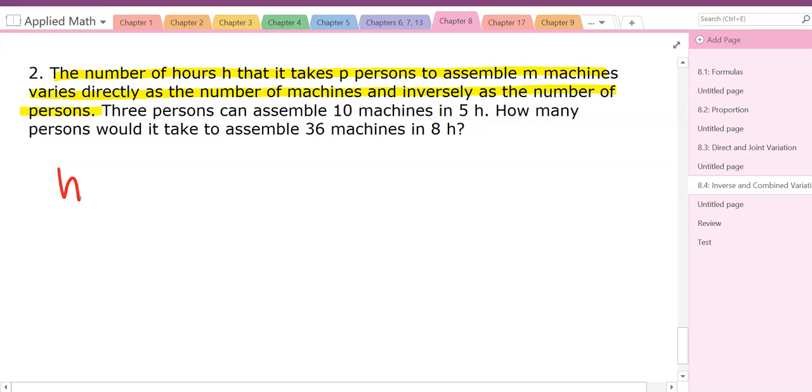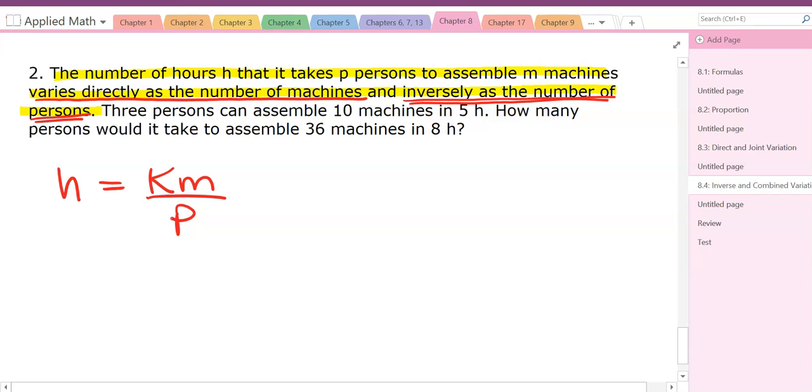Okay, and it says that it varies directly as the number of machines. So just like the last problem, when it said z varied directly as the square of x, we said z equals the constant times x squared. I'm going to do my constant times the number of machines, which they're using the letter m to represent. Then it goes on and says it's inversely related to the number of people, which is p. So I'm going to put this over p.